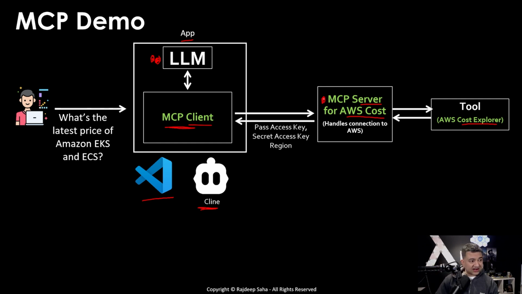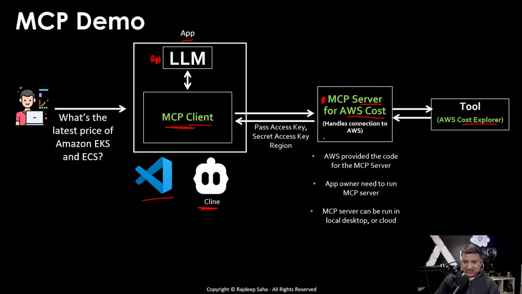Now, here is the important part that a lot of you get confused on. Where is this MCP server running? Remember, AWS provided the package for the MCP server, and then it's on you to run it. You can run it on your local desktop or cloud, wherever you want. In our demo, we are going to do the easiest thing, because that's cheaper as well, it's free. I'm going to run the MCP server on my laptop. So you will see the MCP client running inside Cline, and then I'm going to install the MCP server that AWS has given and run it on my local machine. I could have run it in the cloud, a container, whatever I want. And then we are going to do this whole flow.